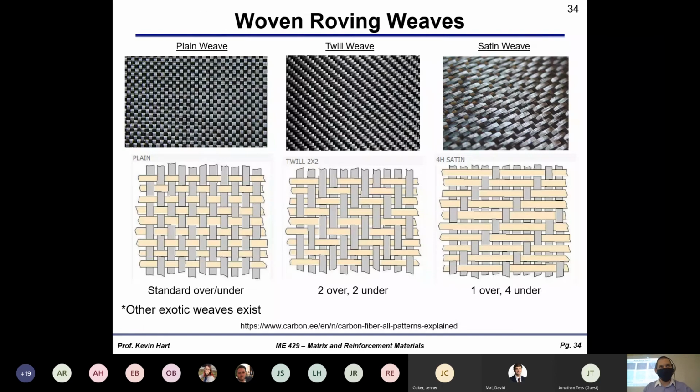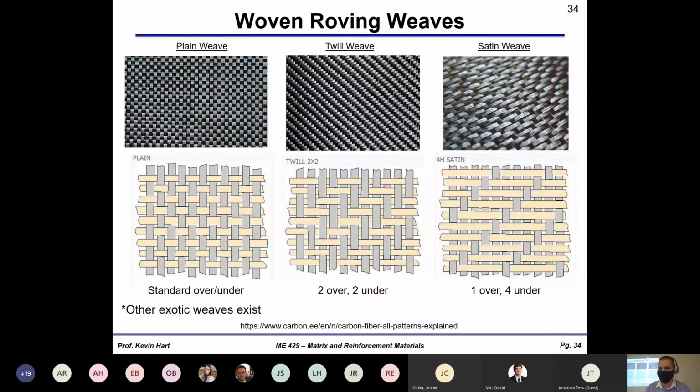Jenner asks, when would you use each one of these particular weaves? The big difference between all three of these is their drapability. That's a fancy manufacturing word, which we'll talk about when we get into the manufacturing of composites. If you're trying to create a composite with a lot of curved surfaces, you would generally want a fabric that is much more drapable. The more over-under weaving you have in the architecture, the less drapable it will be. It's harder to get the plain weave around a sharp corner than a satin weave, because there's more over-under stitching inside the plain weave.